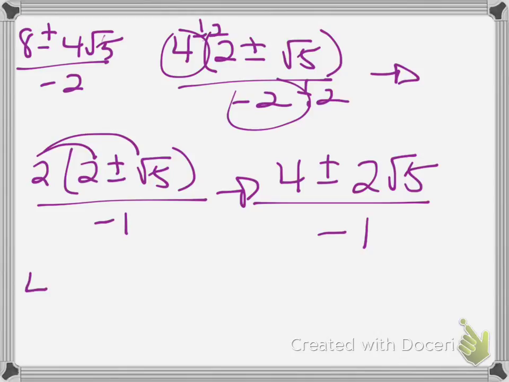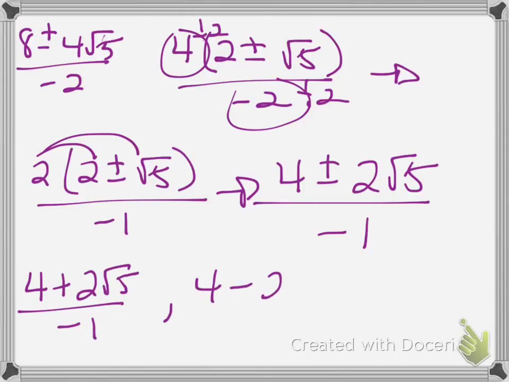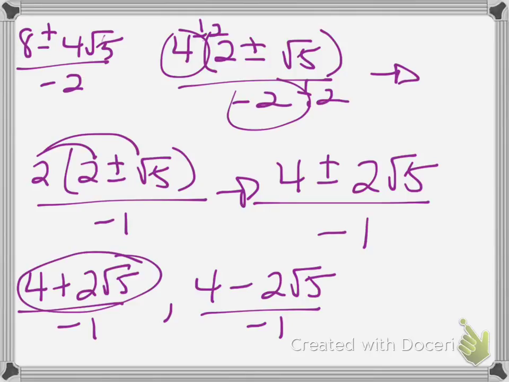So now what I'm going to do is separate 4 plus 2 square root of 5 all over negative 1 and 4 minus 2 square root of 5 all over negative 1. Now I'm basically going to divide my whole numerator by negative 1. So when I divide by negative 1, this becomes negative, this becomes negative, and that becomes a positive 1. And then this becomes negative, that becomes positive, and this becomes positive.